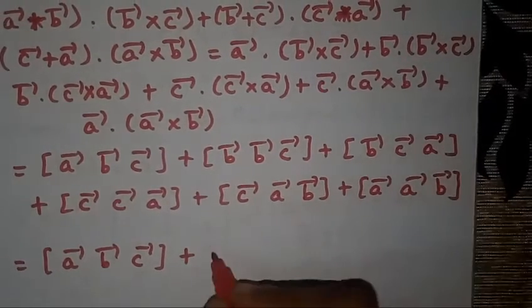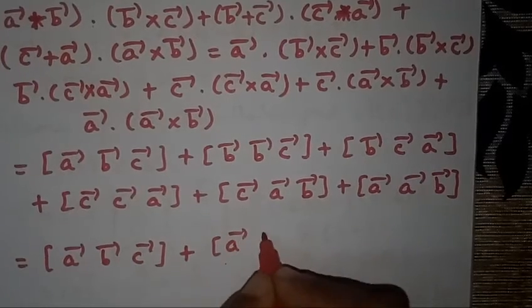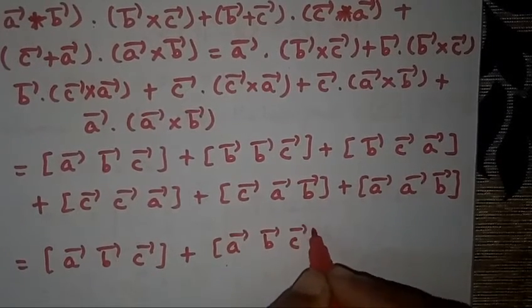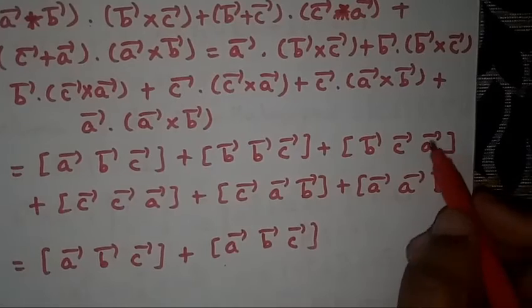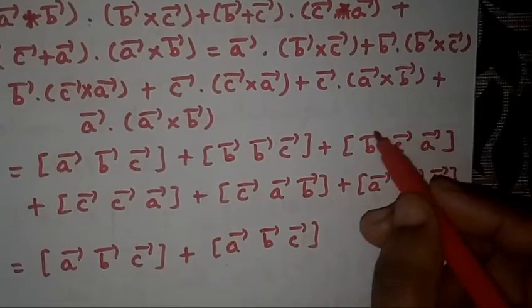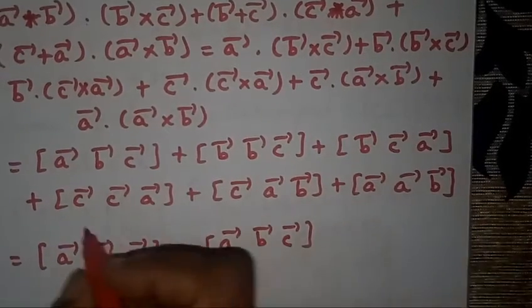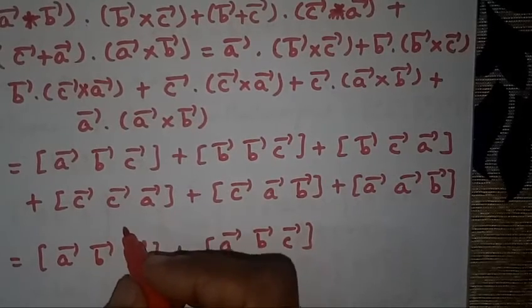So I am starting with the A vector, B vector, C vector, in a cyclic order. I am writing this one first, this second, this third. Here two terms are the same, so you can remove that; it becomes 0.